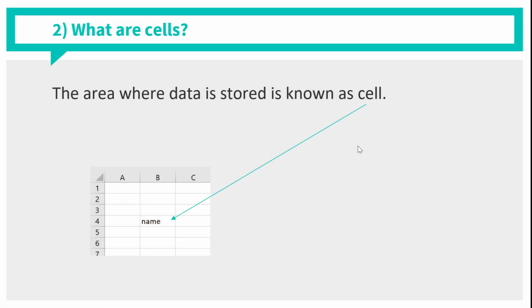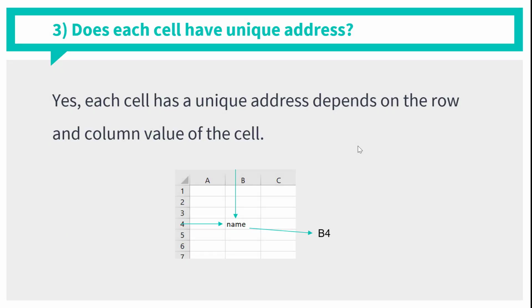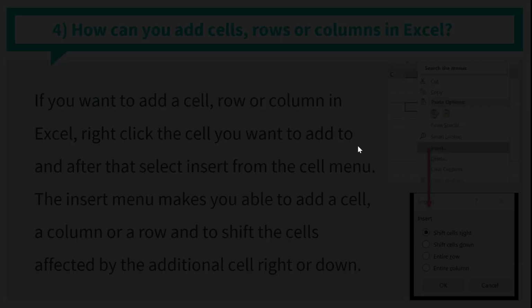What are cells? The area where data is stored is known as cells. Does each cell have a unique address? Yes, each cell has a unique address depending on the row and the column value of the cell.